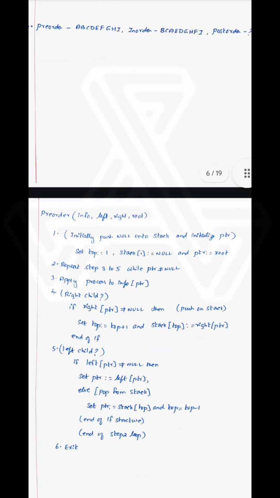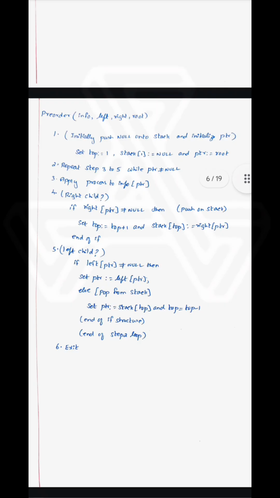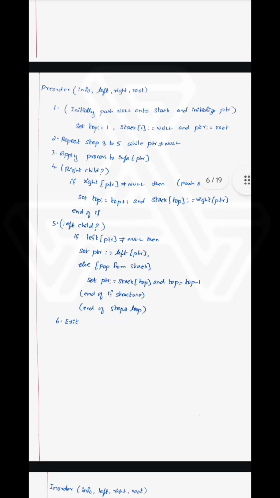Then another question is given, that is homework for you. Preorder: info, left, right, root. Initially push null onto the stack and initialize PTR. Set top equals to -1. Stack of 1 is null and PTR points to the root.